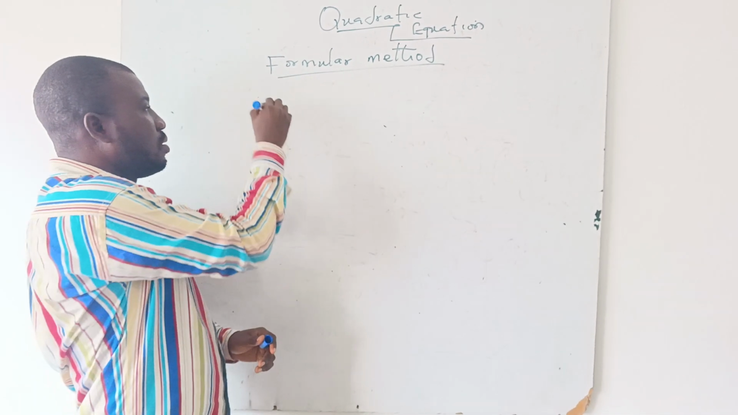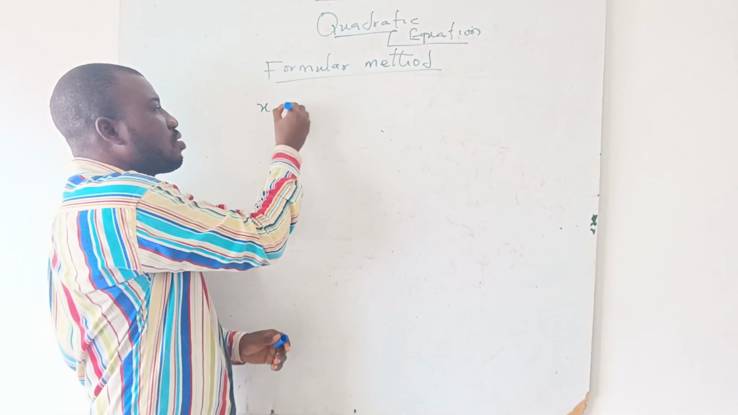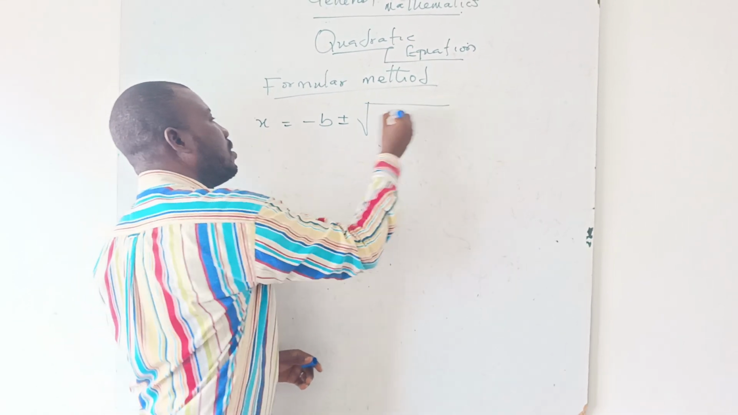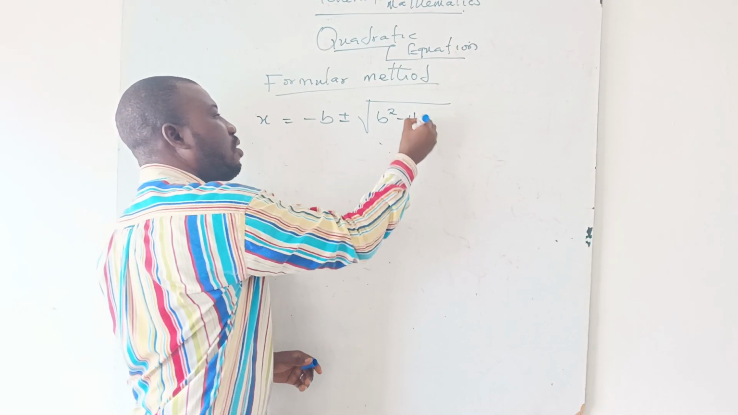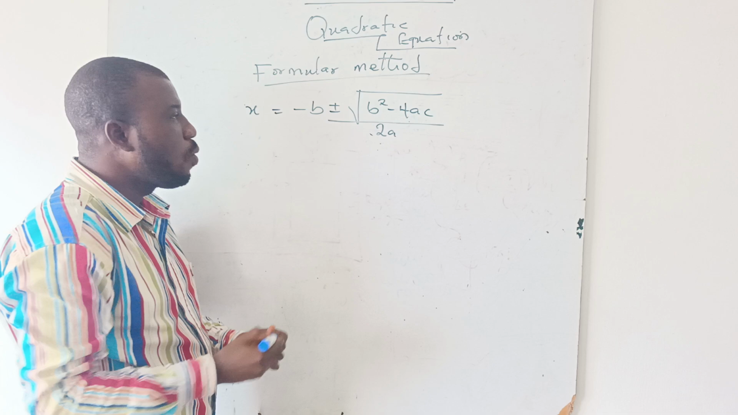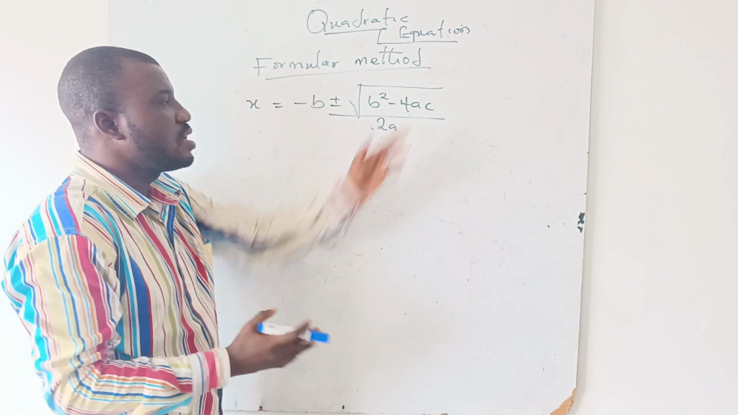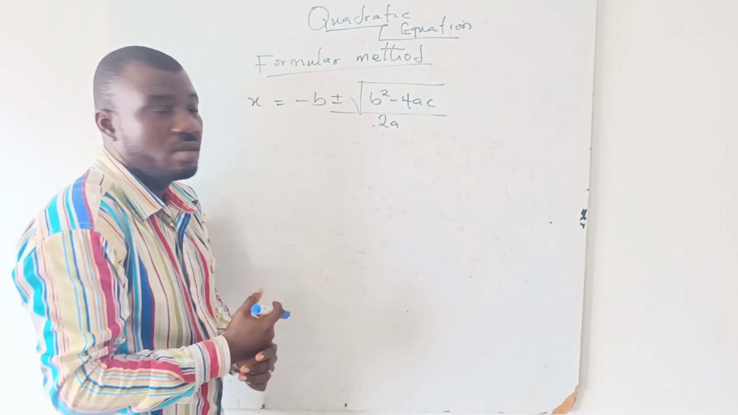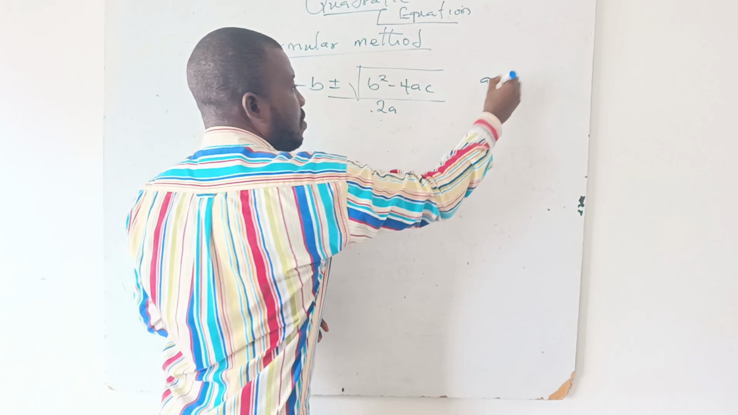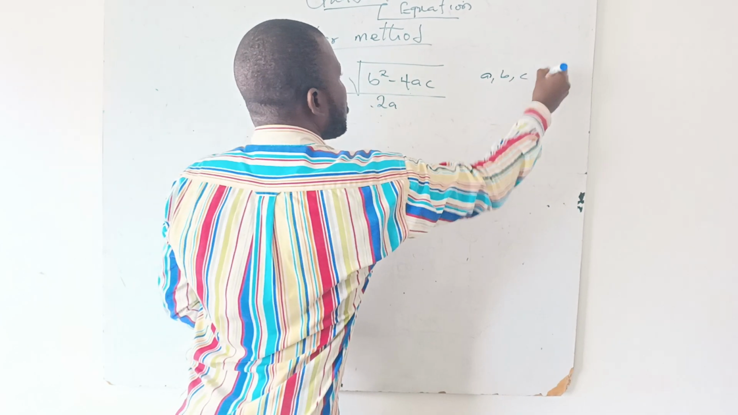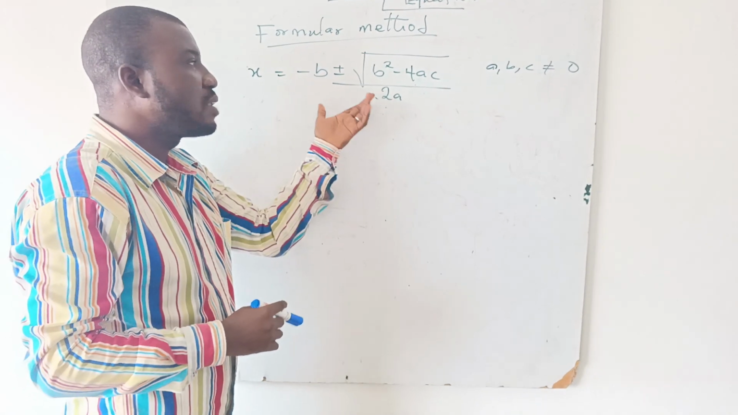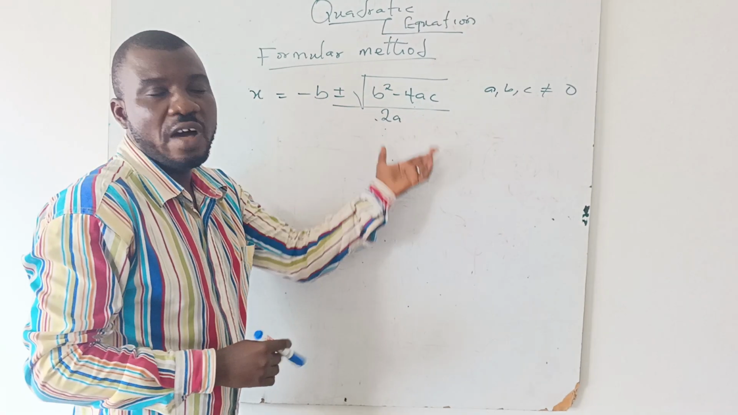So first, the formula says x equals minus b plus or minus square root of b squared minus 4ac, over 2a. Where a, b, and c are constants that are not equal to 0. So the three of them, a, b, and c, are not equal to 0, because when a is equal to 0, it makes the formula undefined.